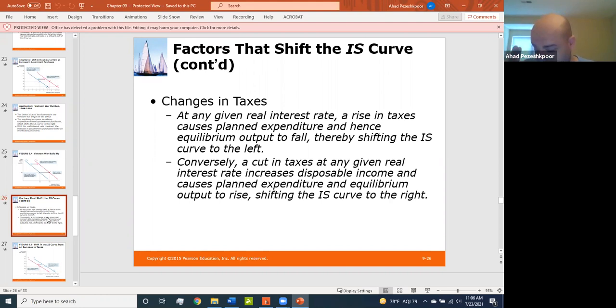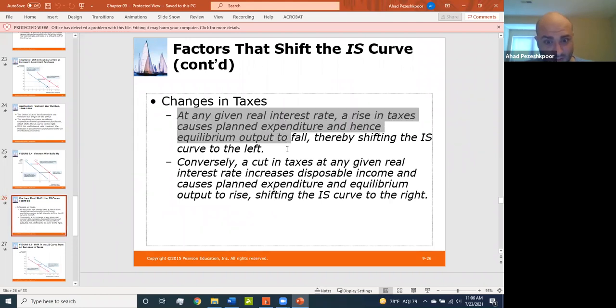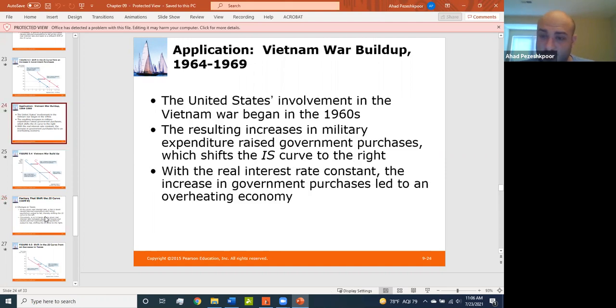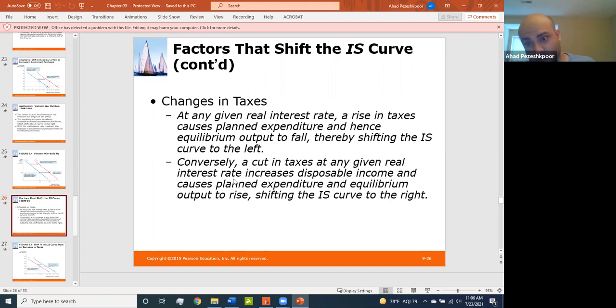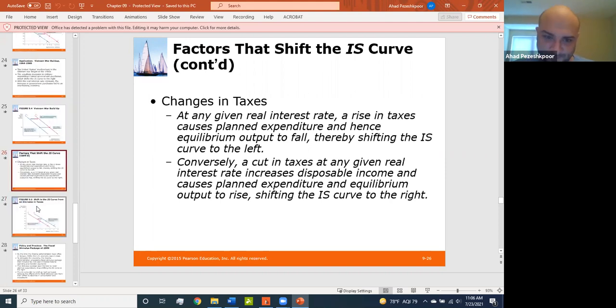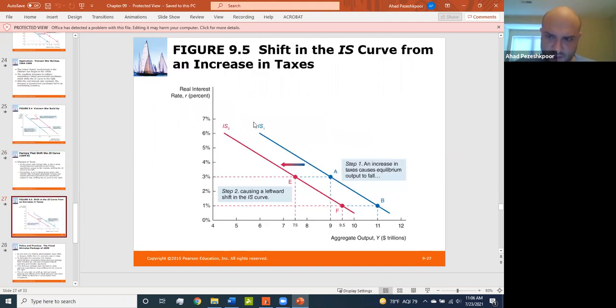You constantly face these trade-offs. Changes in taxes, lower taxes good, but also bad. Increase in government expenditure, it's good, but also bad. Everything in economics is like that. So yeah, covered this. Now, your real interest rates and your aggregate output.